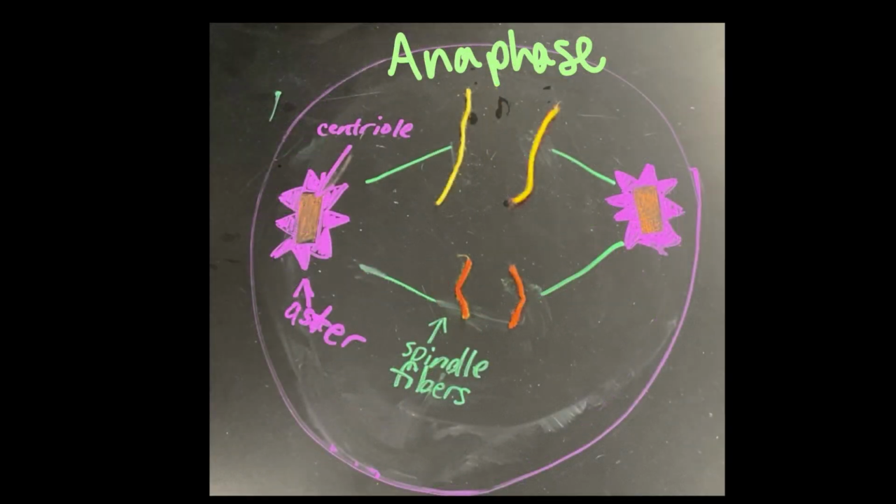The next phase of mitosis is anaphase. In this phase, the spindle fibers pull the chromosomes apart, separating the sister chromatids. The sister chromatids are pulled to opposite poles of the cell to prepare for the next phase.